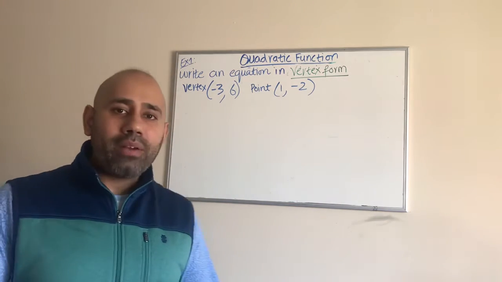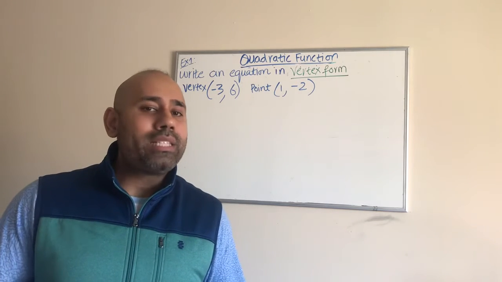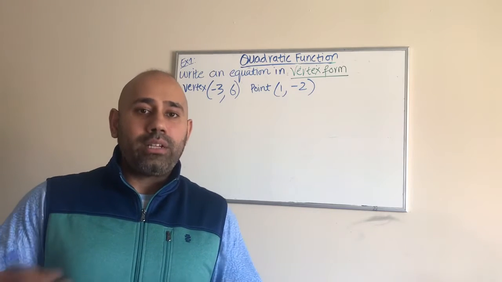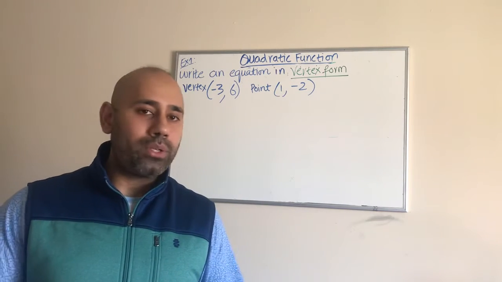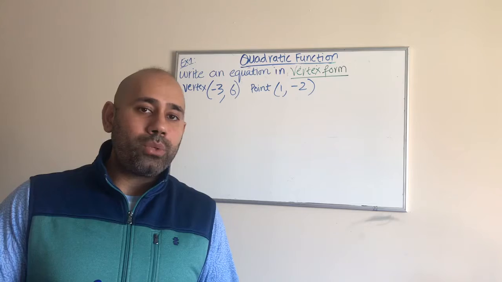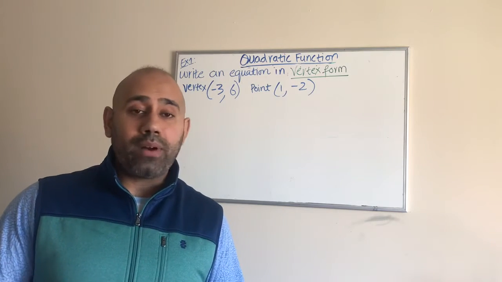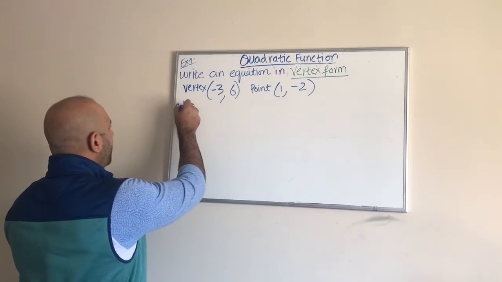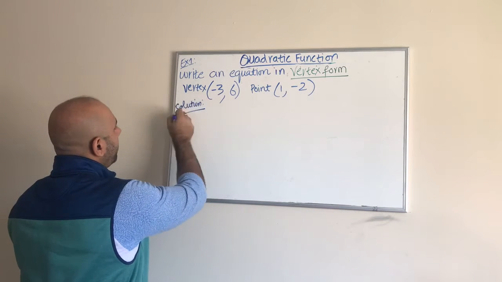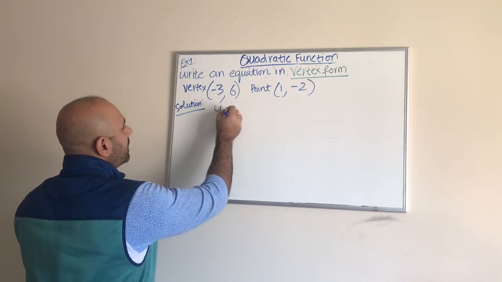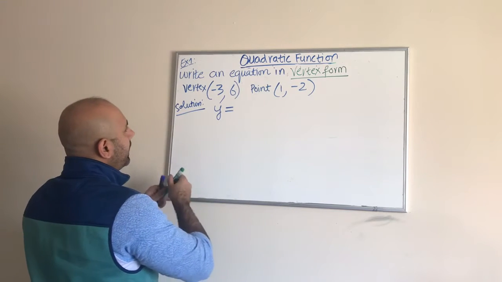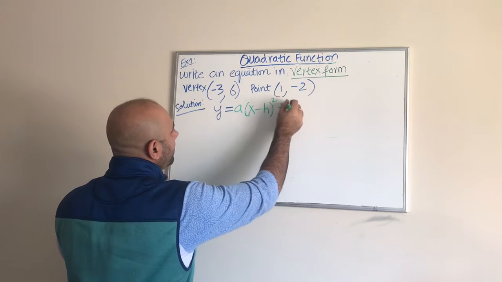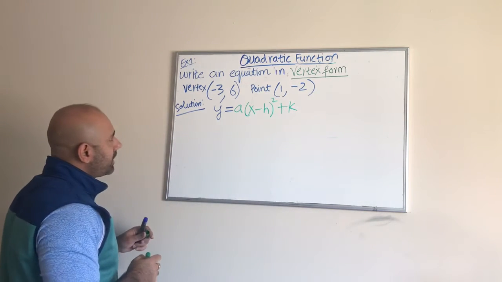But in this case, we don't have a graph, we have the points, but the process is still going to be the same. The first thing is we want to write the general vertex form, and then from there we want to see what is already provided to us and what needs to be found. So the solution to this would be the vertex form, which is given by y = a(x - h)^2 + k. That is my vertex form.